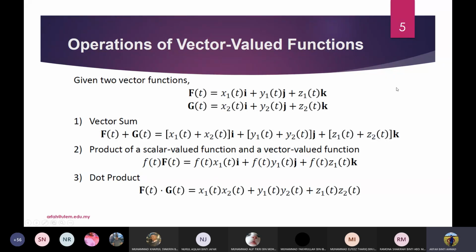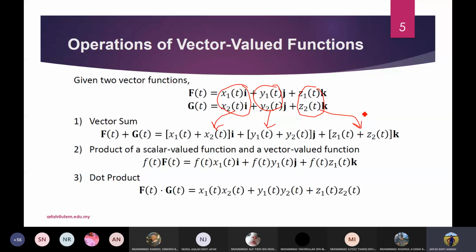So X1, Y1 dan Z1 for the F vector, X2, Y2 dan Z2 adalah component I, J dan K bagi G vector. So kalau kita nak tambahkan dua vector ni, kita kena tambahkan dia based on dia punya komponen. I tambah komponen I, this one, vector F plus vector G, you are going to have X1 plus X2 for the I component, Y1 plus Y2 for the J component, and Z1 plus Z2 for the K component. Okay, this is addition of vector function. Kalau tolak, sama juga. Awak akan tolakkan mengikut dia punya komponen, either the I component first, J component, or K component.